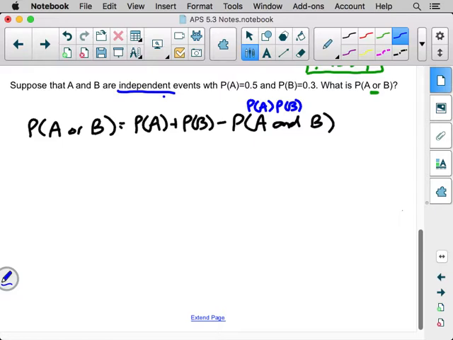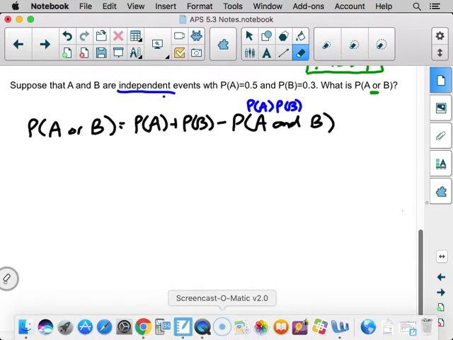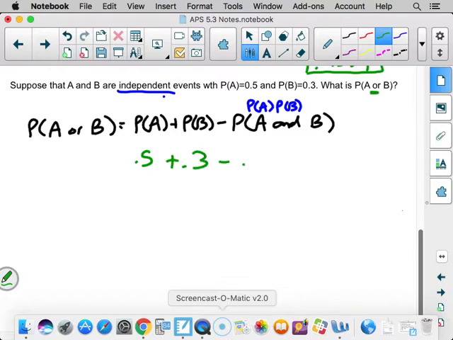Without independence you couldn't. That's why it's a very critical word here, because if they didn't include it, you wouldn't be able to solve this. Great question. So here I'll do it in a different color. We have 0.5 plus 0.3 minus, what do we multiply those together?